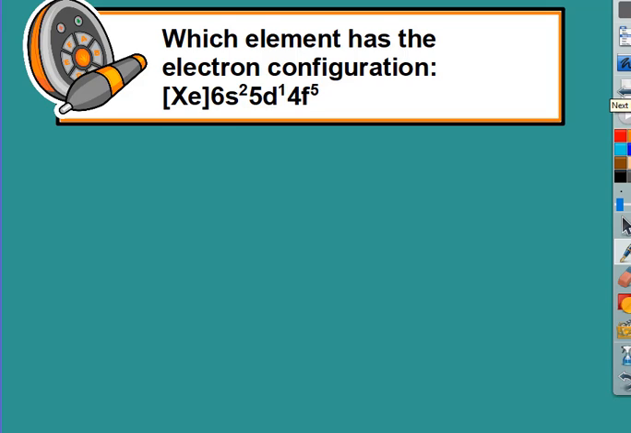Which element has this electron configuration? Go ahead and pause the video and restart when you have an answer. So you should have said SM. You can figure it out the same way. Xenon has 54, 56, 57, 58, 59, 60, 61, 62. 62 electrons corresponds to, at the bottom, in the F's, SM.